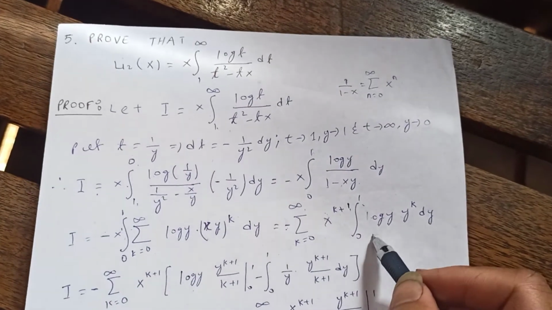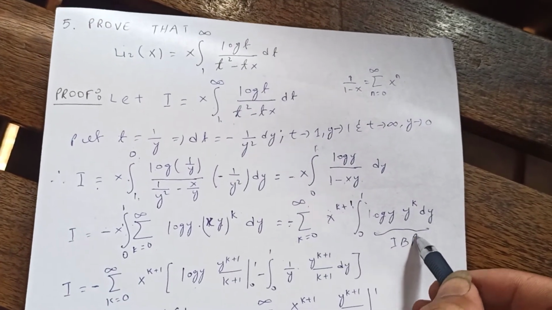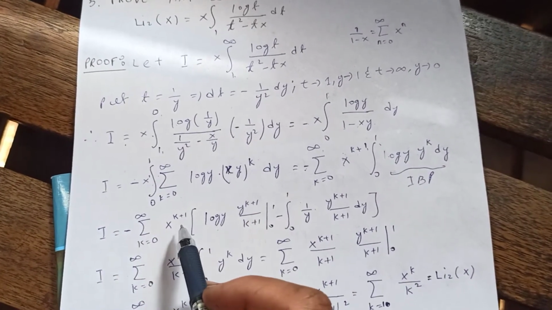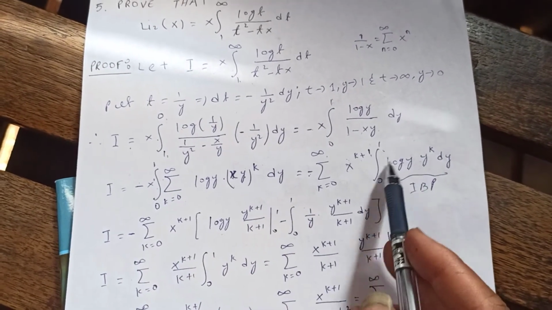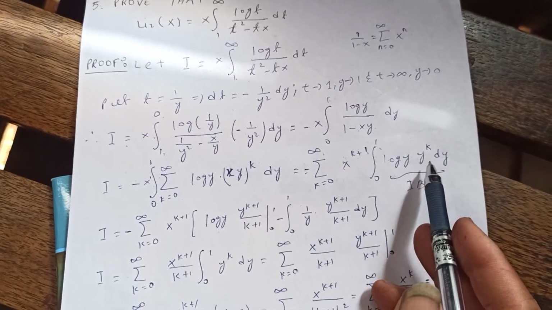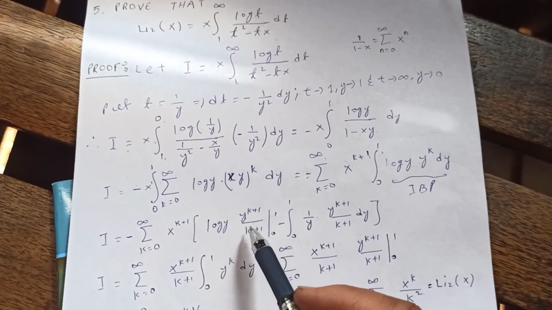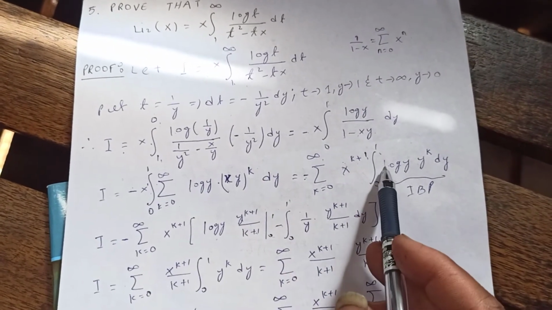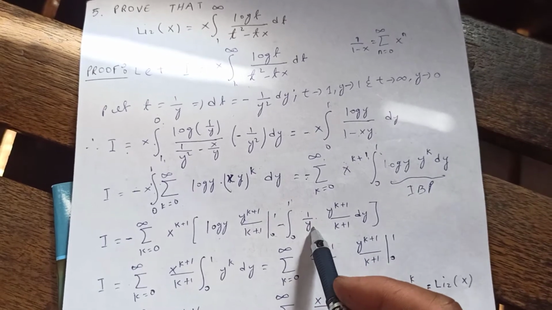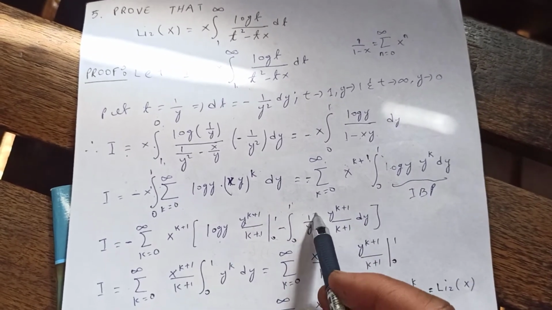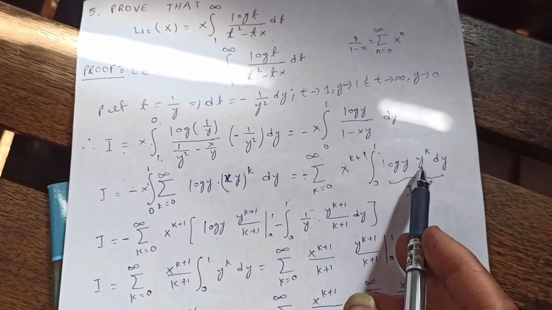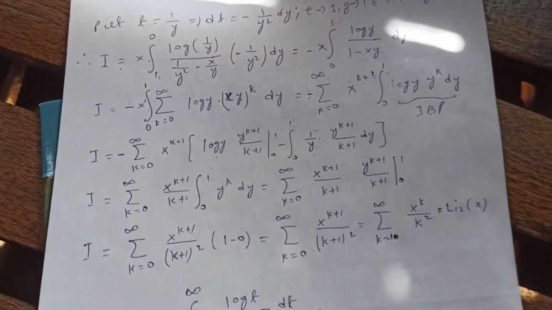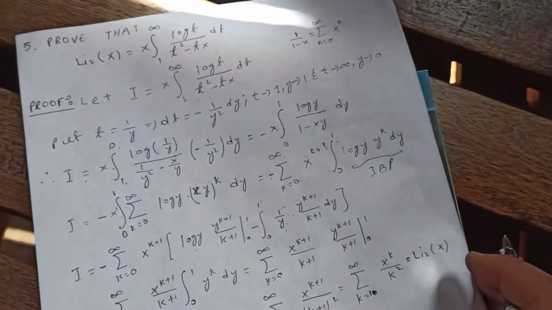So using IBP, integration by parts, here, you get I is negative sum from k equal to 0 to infinity of xᵏ⁺¹. So first function log y, times integration of second function, yᵏ⁺¹ upon (k+1), from 0 to 1, minus the integral from 0 to 1 of the differentiation of first function, which is 1 over y, the differentiation of log y being 1 over y, right? Times the integration of second function, yᵏ, which is yᵏ⁺¹ upon (k+1), dy.